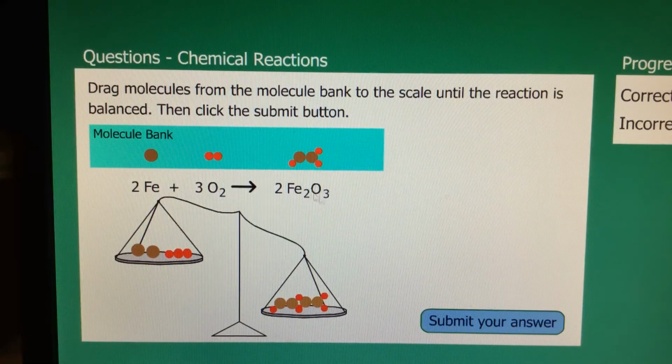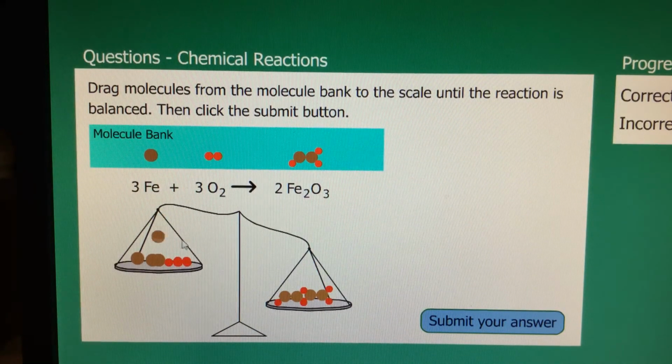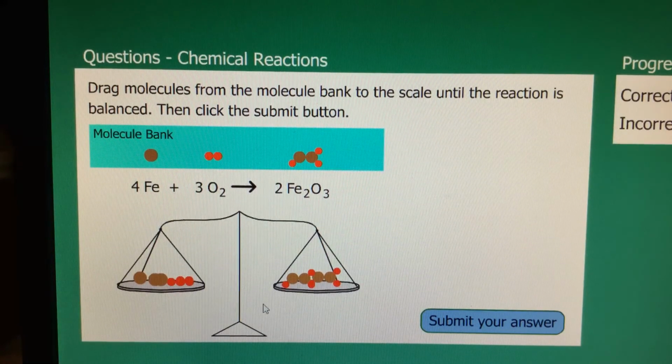So we have our 6 oxygen, right? 2 times 3 is 6. We have our 6 oxygen reactants. 3 times 2 is 6. We just need to balance out the iron. We have 2 times 2, which is 4, and over here we still have 2. So let's throw 2 more on the balance. All right, and it looks lovely.